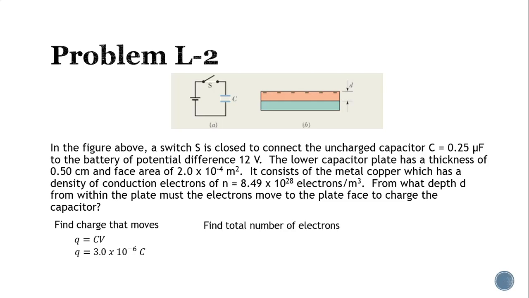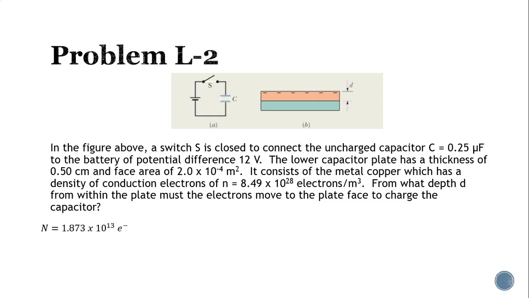Second, we can figure out how many electrons this is. Convert that into a number of electrons. An electron has a 1.602 times 10 to the negative 19th coulomb charge. So we find they need 1.8 times 10 to the 13th, or that's like 18 trillion electrons to move.